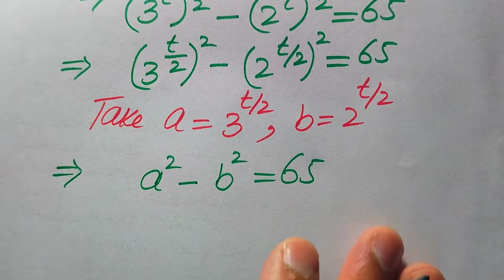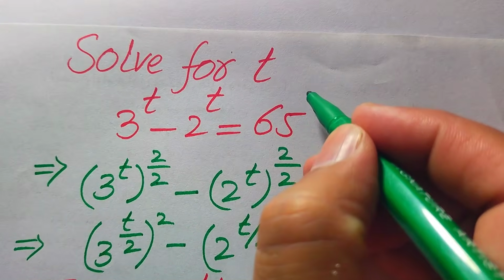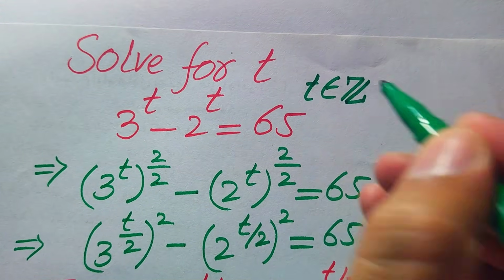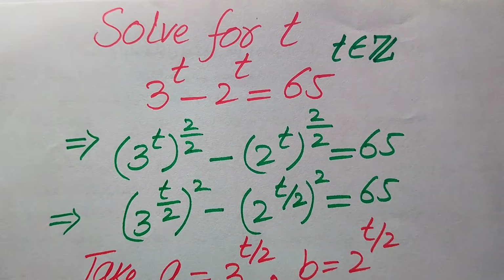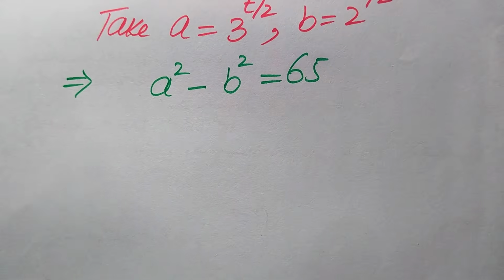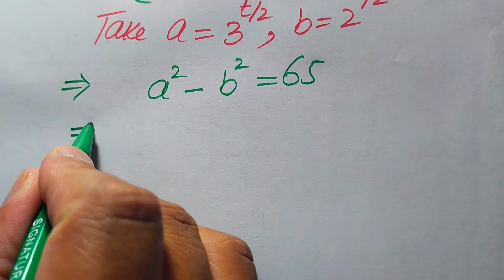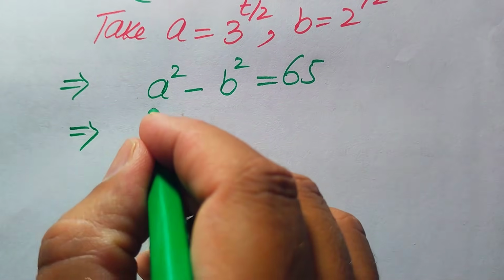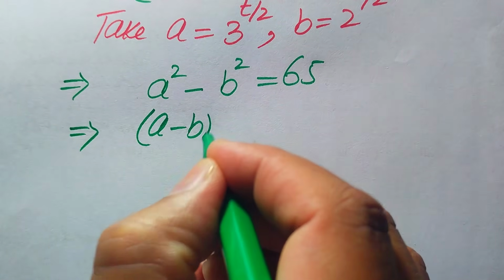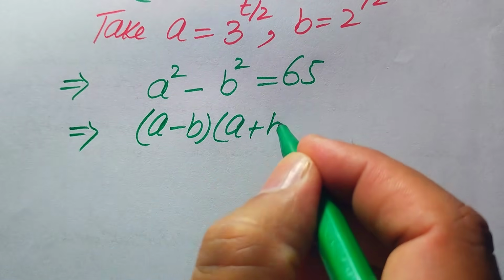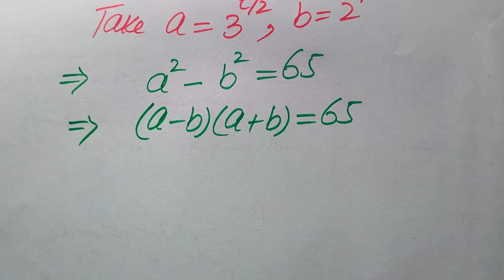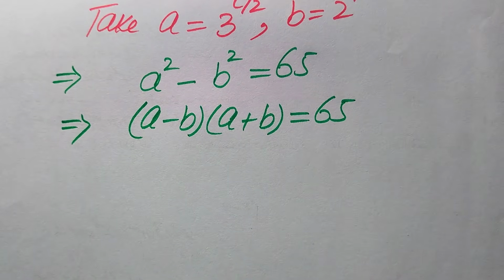Here you should remember that in this question t must belong to the integers. It means that we solve this problem only for integer values of t. You see that this is a very famous algebraic formula. You know that a square minus b square equals a minus b times a plus b, which is equal to 65. So these are the two factors which are multiplied here.